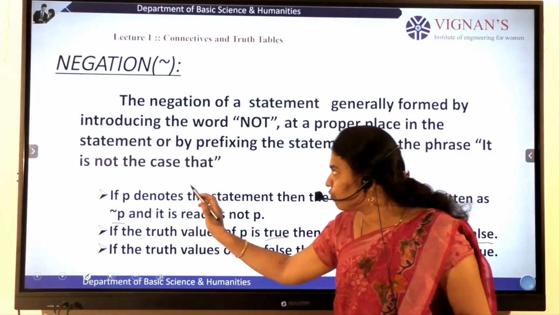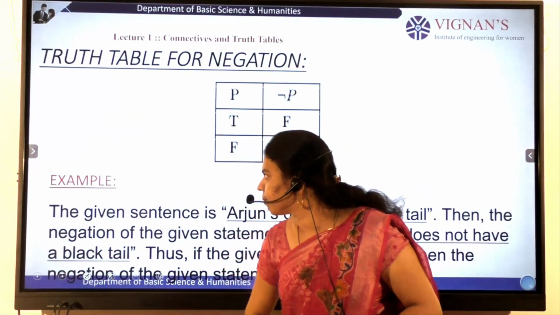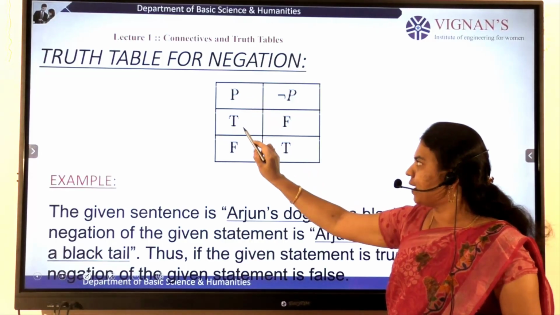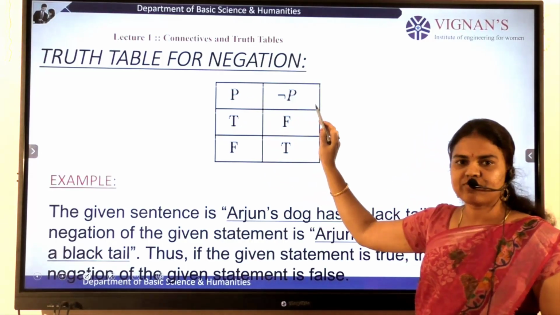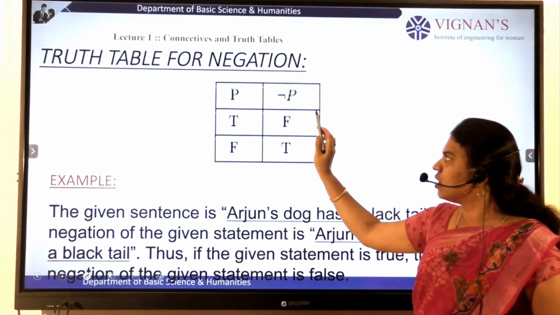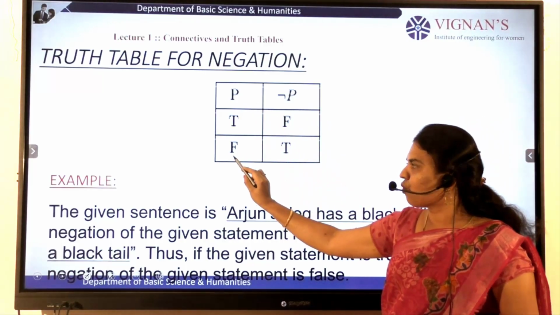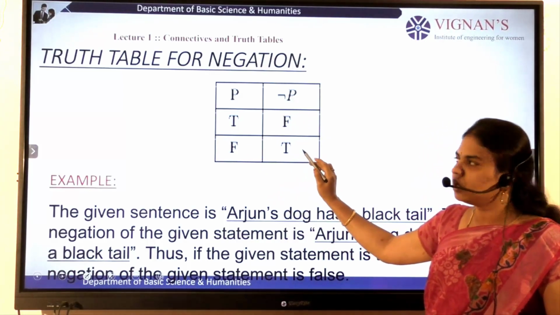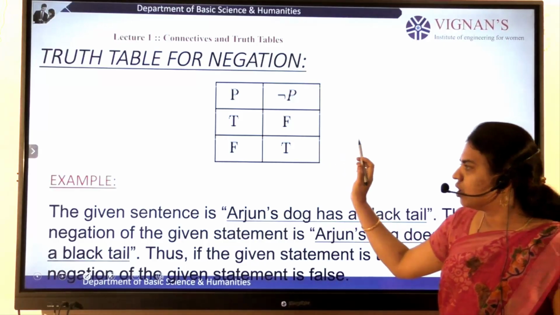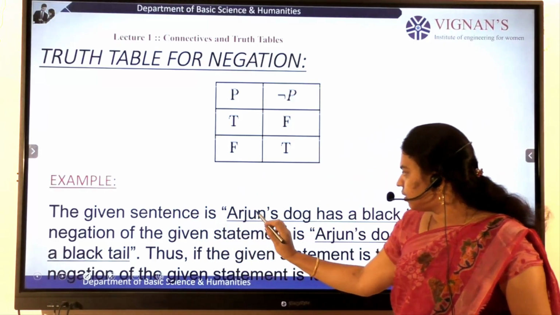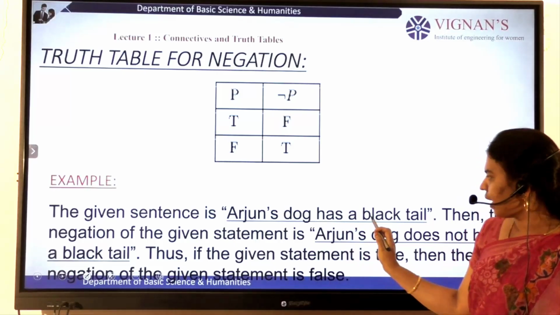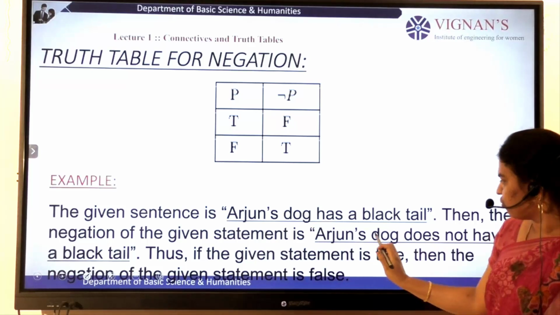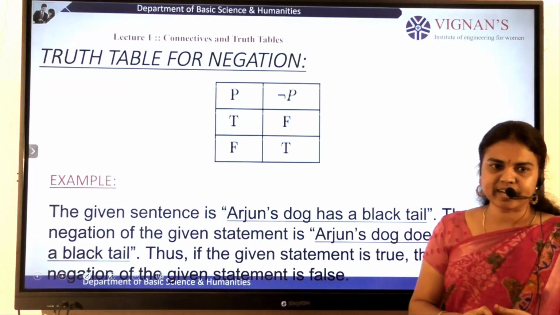Coming to the truth table for negation: if the truth value for the statement P is true, then the truth value for the statement ¬P is false. If the truth value for P is false, then the truth value for ¬P is true. This is the truth table for negation. For example, take the sentence Arjun's dog has a black tail. Then the negation of this statement is Arjun's dog does not have a black tail.